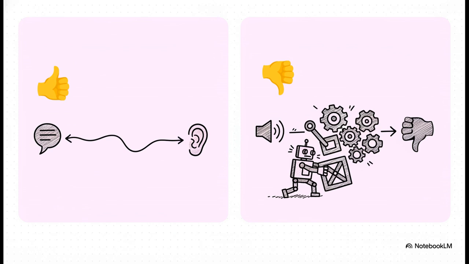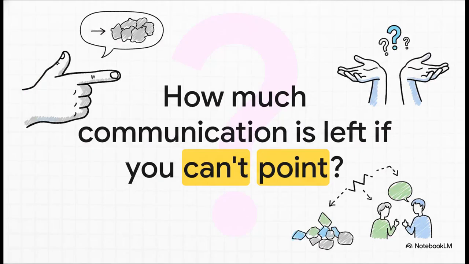Deixis is what lets us take these amazing shortcuts, relying on the shared world around us to make our conversations fast and fluid. So the next time you ask someone to pass that over here, you'll know you're using this incredibly powerful linguistic tool. Deixis is proof that so much of what we communicate isn't just in the words themselves, but in the world we share when we say them. It really makes you think, how much of your day is actually built on just pointing?